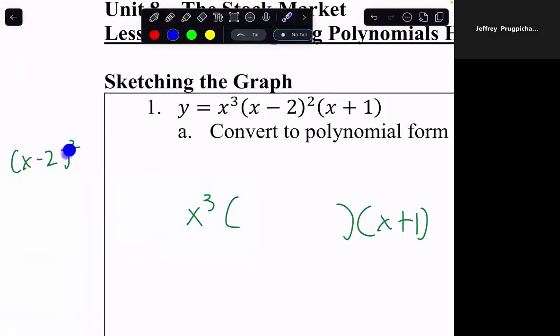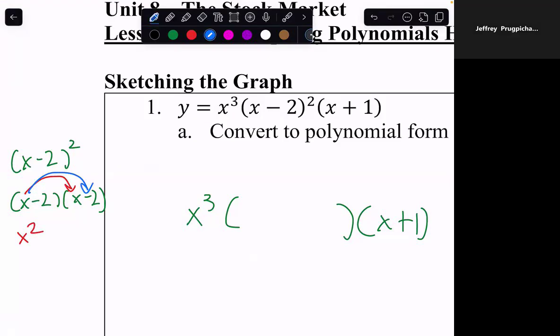Okay, so this exponent is outside of the parentheses, so that means that it affects the whole thing, so you need to write the parentheses twice. And then now you distribute. X times x is x squared. X times negative 2 is minus 2x. Negative 2 times x is another minus 2x. Negative 2 times negative 2 is plus 4. So combining those like terms in the middle, we get x squared minus 4x plus 4. Okay, so again, that replaces the x minus 2 squared.